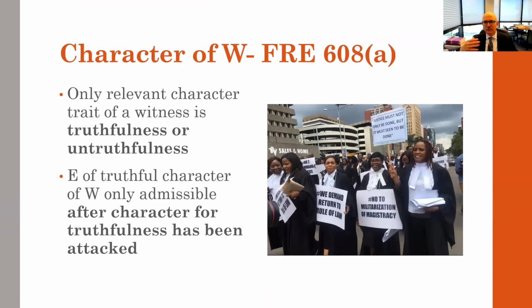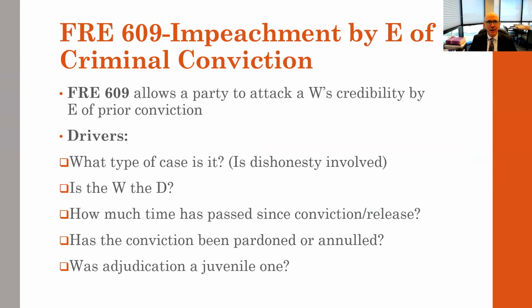Now, as far as character of the witness, the rules only allow character of the witness for truthfulness or untruthfulness. It's limited to that. Of course, we can always probe witness bias and witness prejudice and that sort of thing. But for the most part, the rules limit exploration of a witness's character to truthfulness or untruthfulness. We can, however, attack through Rule 609. We can impeach the witness by criminal conviction.